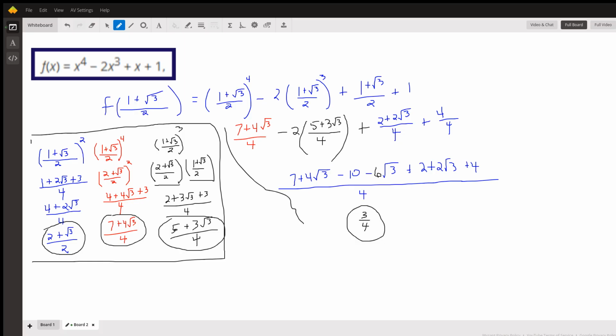And you'll get the same result if you do 1 minus the square root of 3 all over 2.